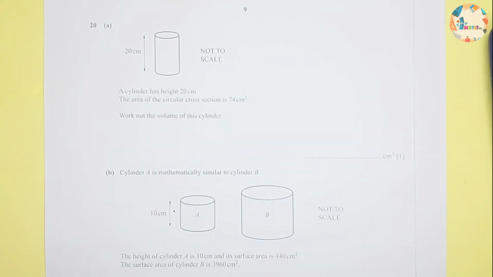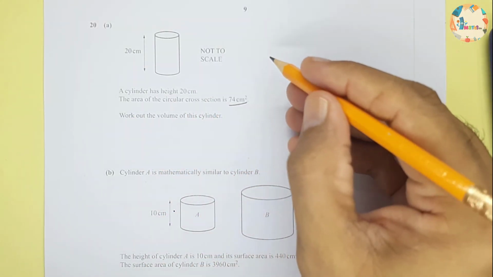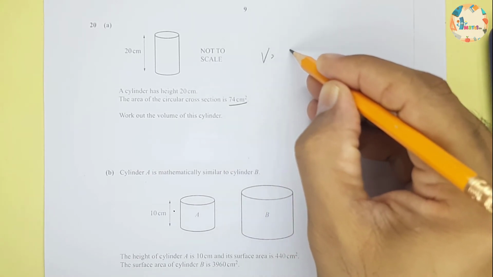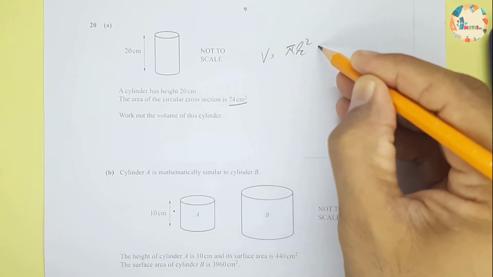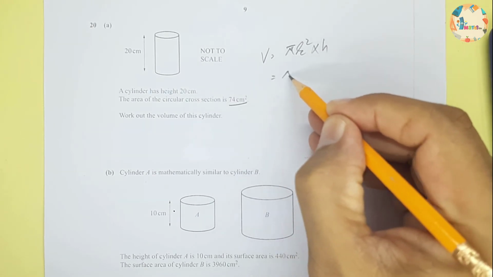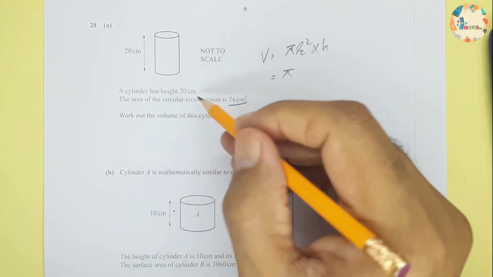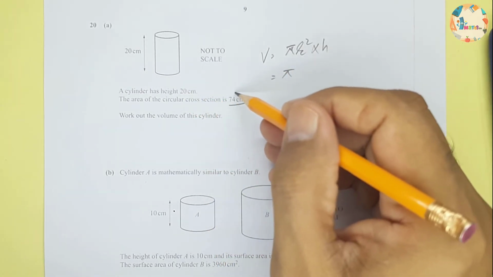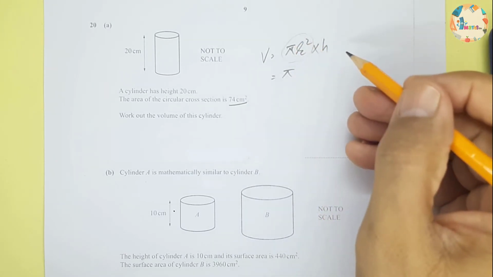Now question number 20. A cylinder is provided whose height is 20 centimeters and the area of the cylinder is also provided. Work out the volume. So we know that the volume of a cylinder is equal to what? Pi r square into h. So this is the formula for the volume of a cylinder. So pi r we don't have, but the cross section area is provided. So this is basically the cross section area.